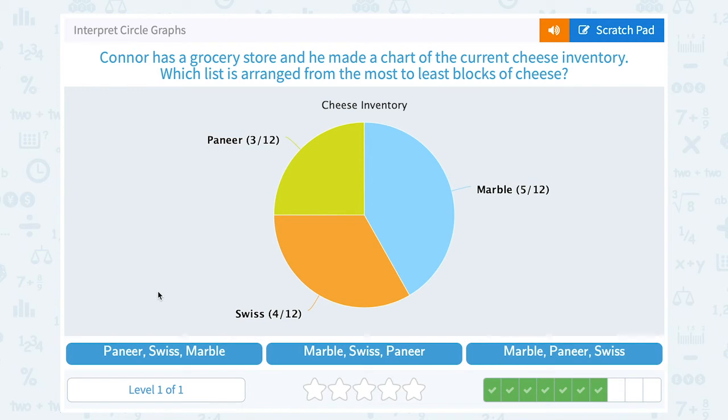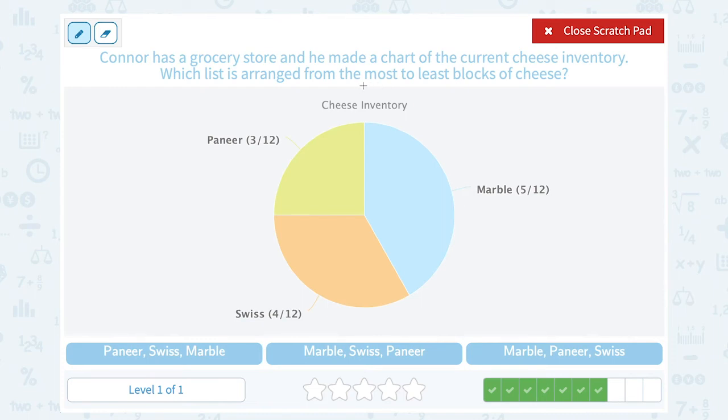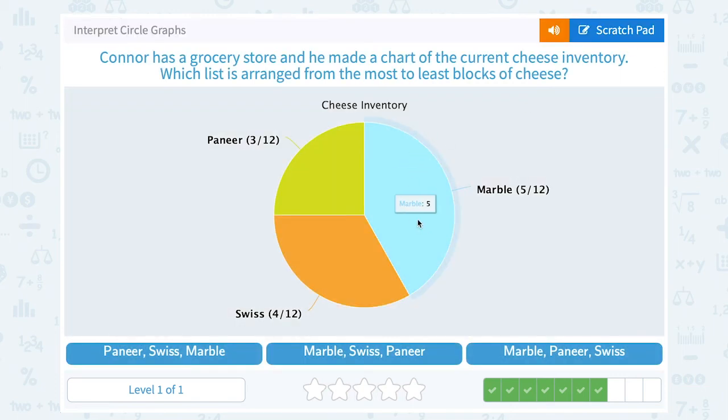Connor has a grocery store, and he made a chart of the current cheese inventory. Which list is arranged from the most to least blocks of cheese? Okay, and be careful, the last few said least to most. This time it said most to least. So we need to make sure our list starts with the biggest number and then works its way down. Okay, well the biggest slice would be marble, right? Marble had 5.